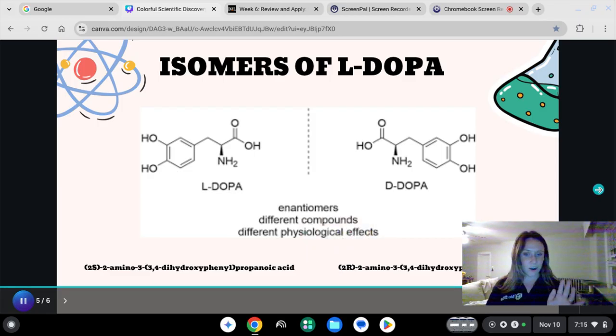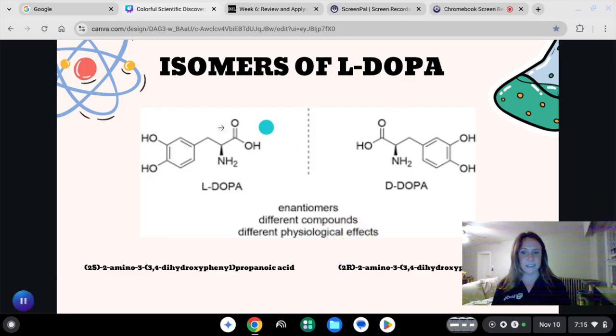There are no diastereomers of L-DOPA because there's only one chiral center, and these guys are mirror images of each other. There could potentially be some constitutional isomers based on these hydroxyl groups, like they could move around this ring. However, that doesn't happen naturally. It would have to happen if maybe it was under oxidative stress or synthetically.